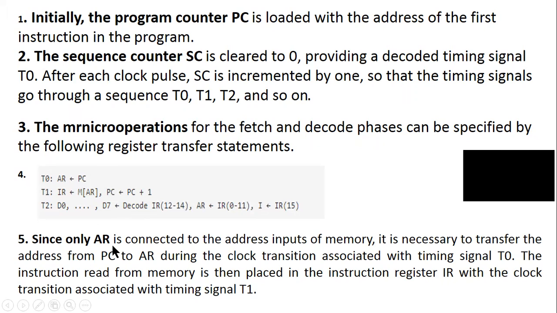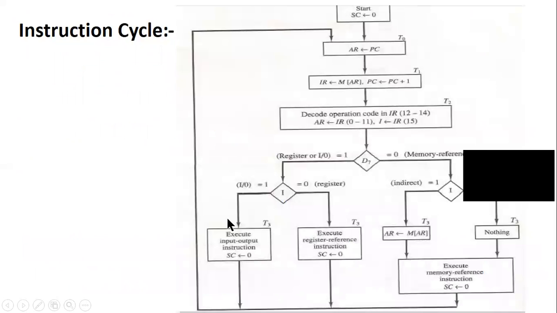Since only AR is connected to the address input of memory, it is necessary to transfer the address from PC to AR during the clock transition associated with the timing signal T0. The instruction read from memory is then placed in the instruction register IR with the clock transition associated with timing signal T1. So this is a general flow chart of your instruction cycle.